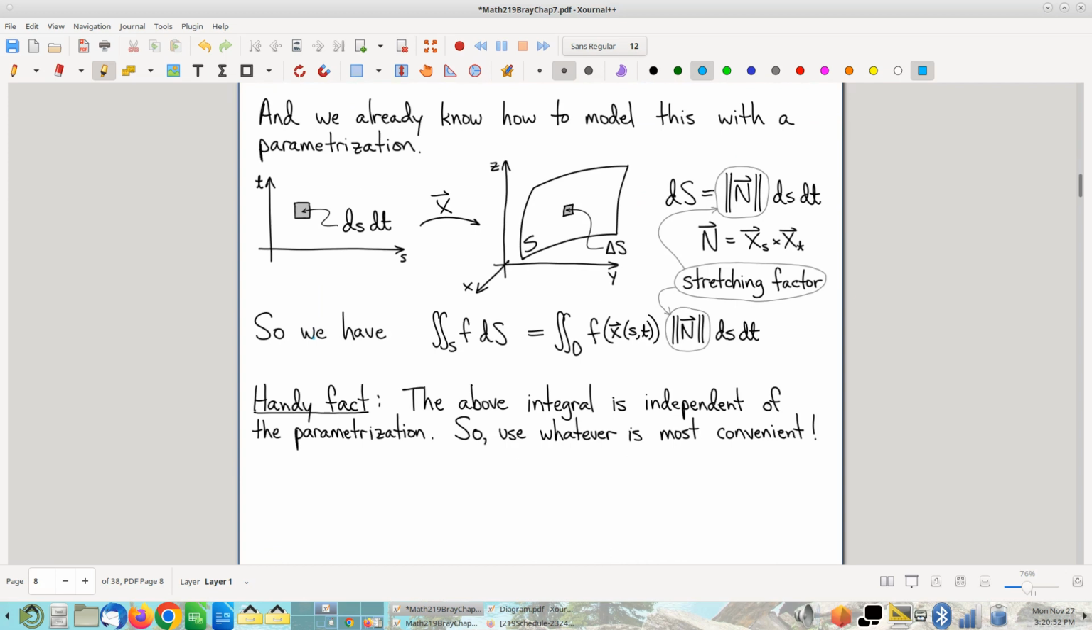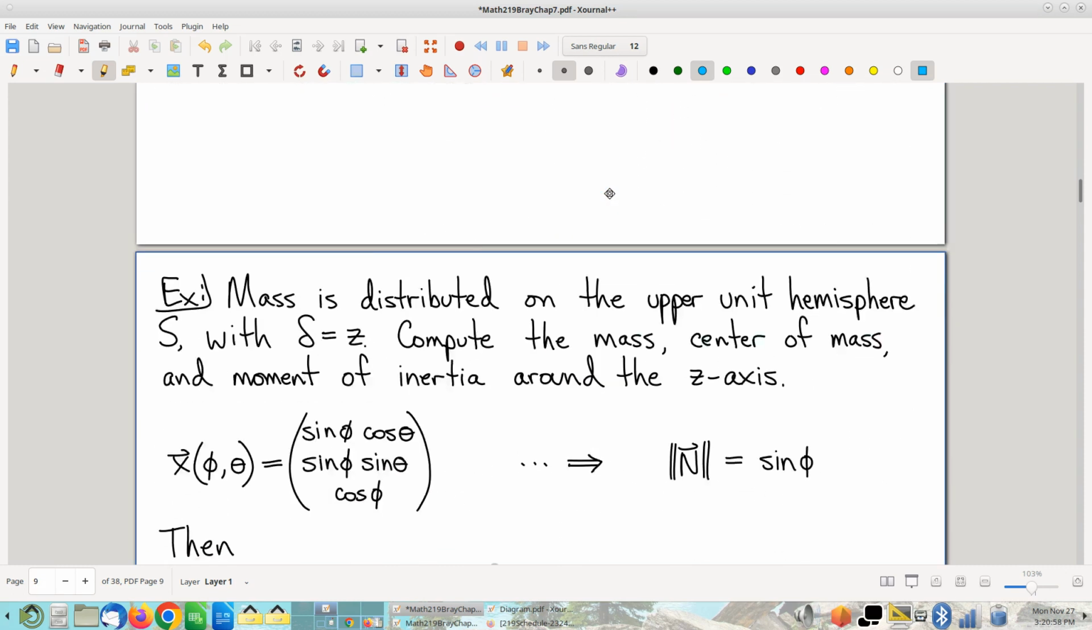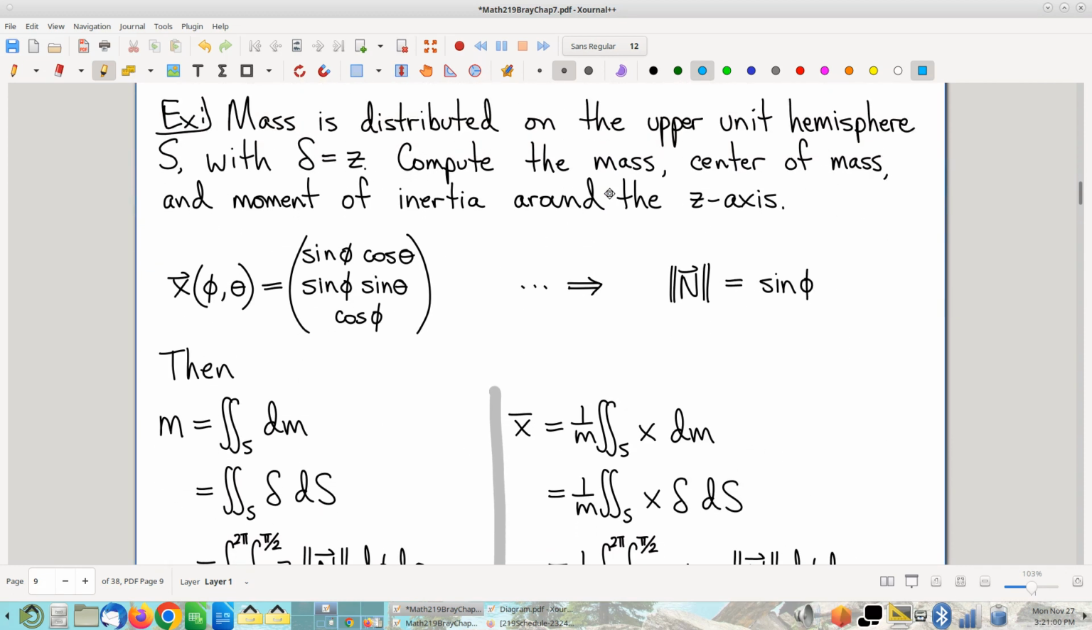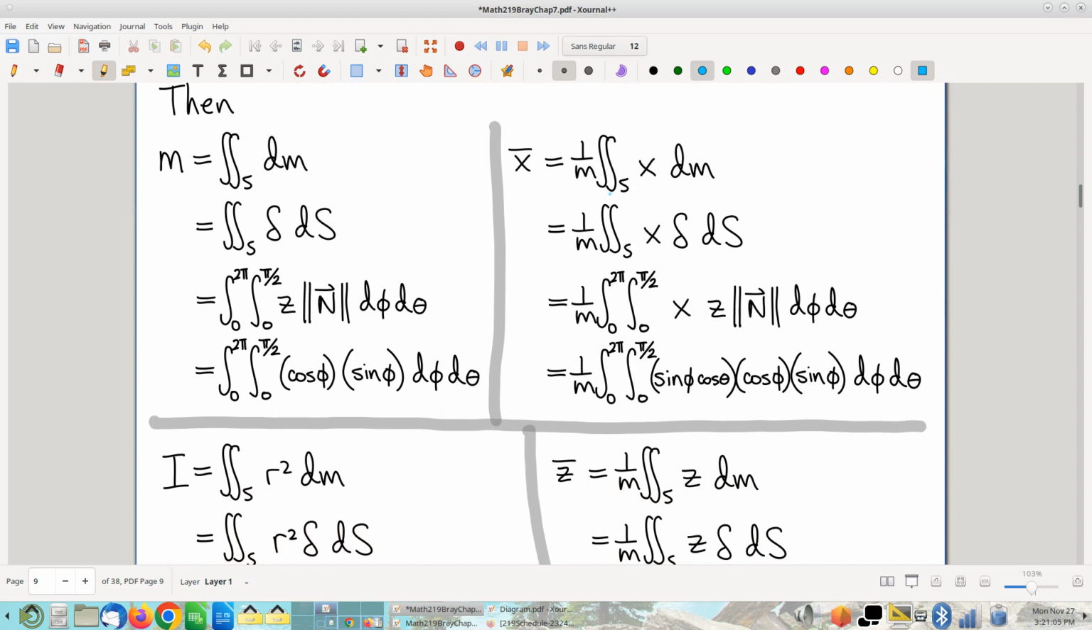We draw some pictures and work out some details as to how to actually turn the crank on this, right? And then see various examples where, for example, here we've computed the mass and the moment of inertia and coordinates of the center of mass, etc. They're all scalar surface integrals.